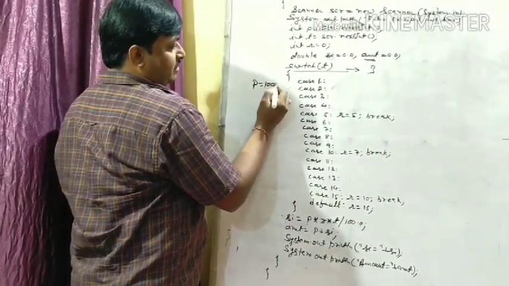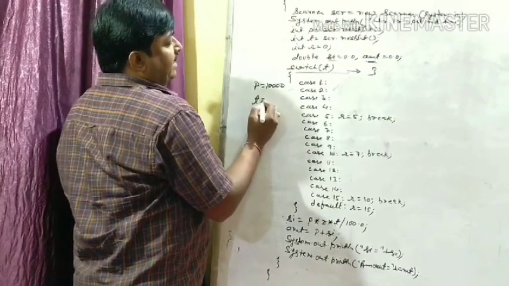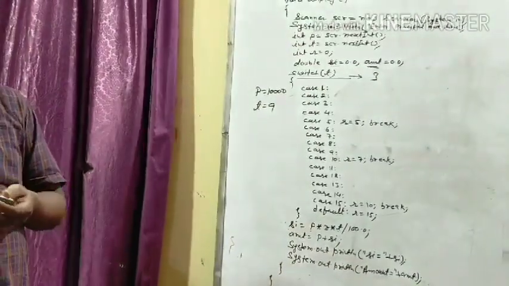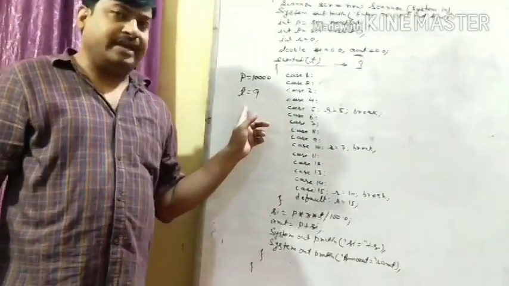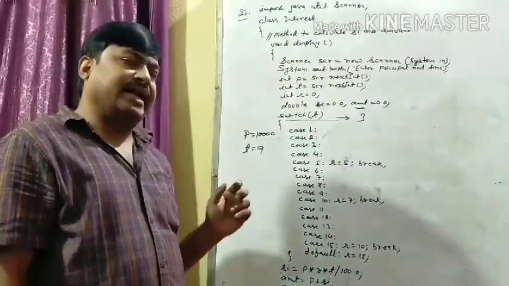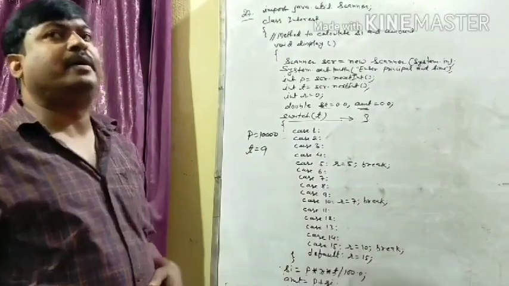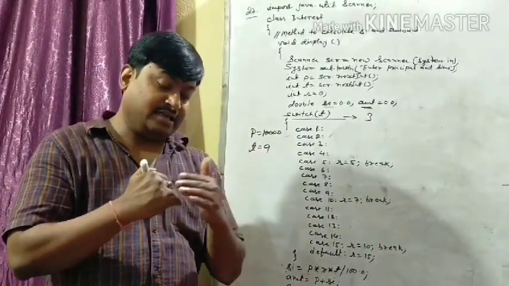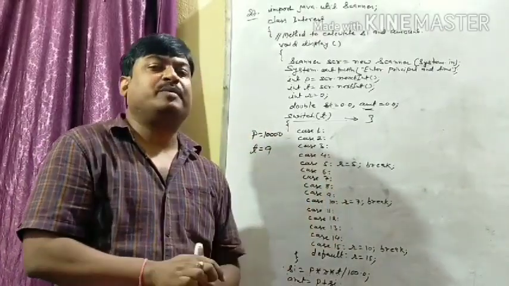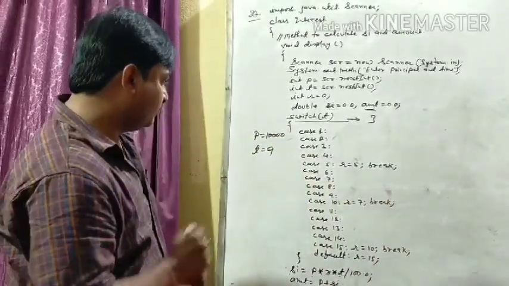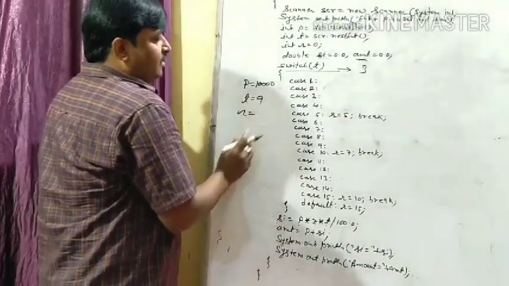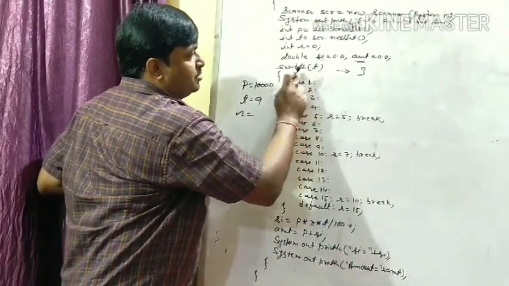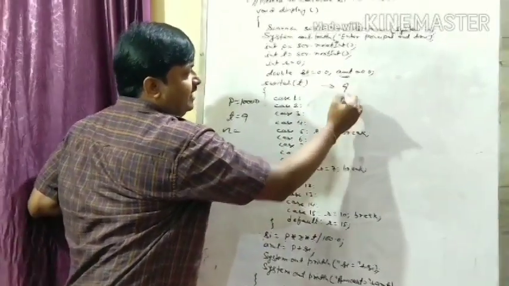Suppose P equal to 10,000 and time equal to 9 years. Student, for 9 years, our rate of interest should be 7% per annum. It is given in the question: if the time is 6 to 10 years, the rate of interest will be 7%. Let's see. Student, T equal to 9, we put T in switch. Therefore, the value of the switch expression will be 9.